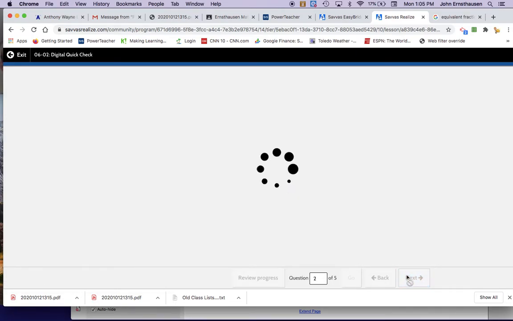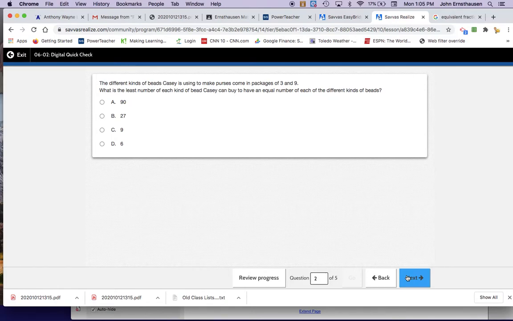Number 2, the different kinds of beads Casey is using to make purses comes in packages of 3 and 9. What is the least number of each kind of bead Casey can buy to have an equal number of each of the different kinds of beads? So a lot of words there, but it says what is the least number, which should give it away. That means we're doing the least common multiple for 3 and 9. And you're going to find that in the list.